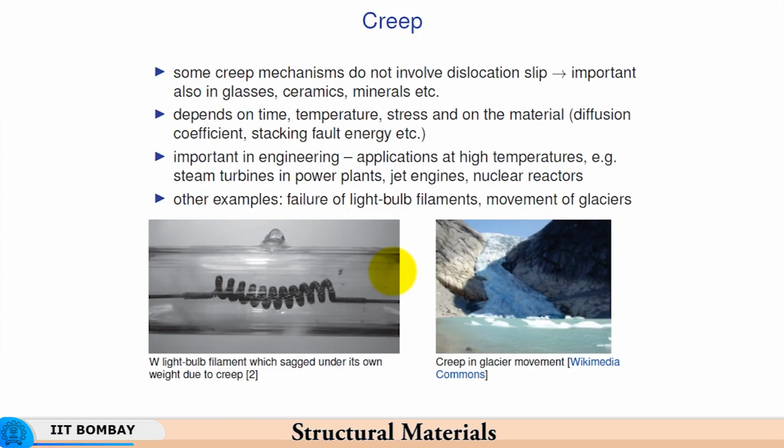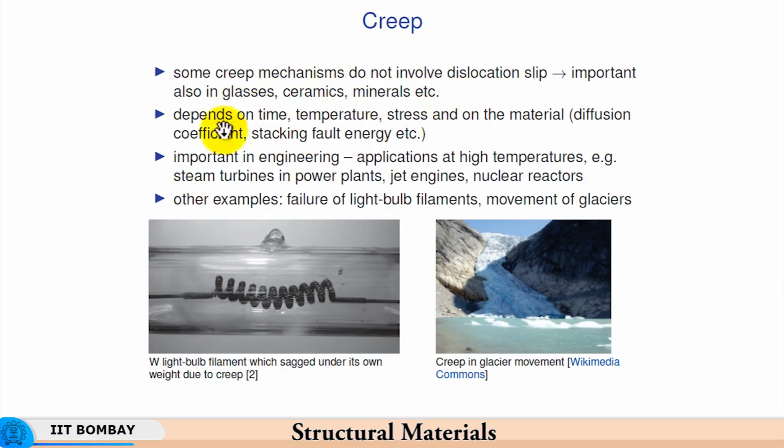Now, some creep mechanisms do not involve dislocation slip. That is very important, particularly in amorphous materials or non-metallic materials like glasses, ceramics, minerals, etc. Glasses, for example, are basically a super cooled liquid, and therefore in case of glass you would have an amorphous structure present, and there is no question of dislocations being present. In case of ceramics also it is an ionic bond, and so again you do not have any dislocation slip taking place. So, although these materials creep, the creep mechanisms have largely to do with the grain boundary becoming softer, diffusion taking place along the grain boundary, and diffusion taking place across the grain.